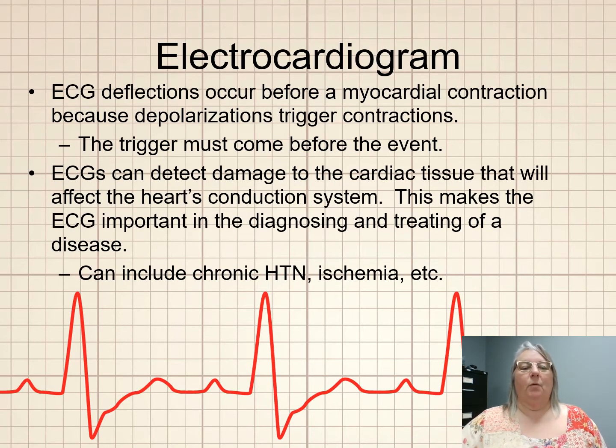As I mentioned before, when we look at EKGs, we're looking at the electrical part. And the electrical part happens before the contraction. Now, an EKG can detect damage. So what we do is we take an EKG, and it will help us notice if there's damage related to chronic hypertension, ischemia, have they had a previous heart attack. It'll all show up on an EKG.